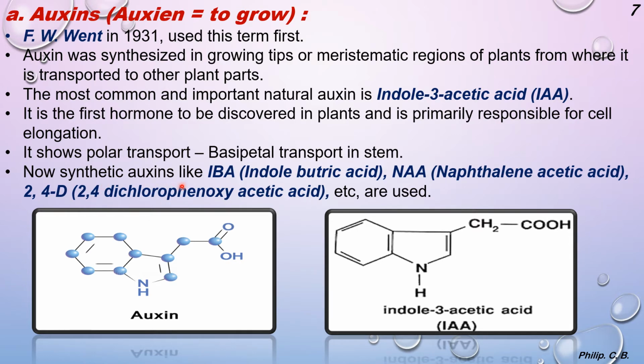Synthetic auxins like IBA, indole butyric acid, NAA, naphthalene acetic acid, and 2,4-D, 2,4-dichlorophenoxyacetic acid, etc. are used. As we can see, IAA, indole-3-acetic acid, is the natural auxin and the first known hormone. The synthetic auxins, which were produced later artificially, are IBA, NAA and 2,4-D. Here I have added the image of auxin, showing its chemical structure, indole-3-acetic acid, IAA, the first natural auxin.